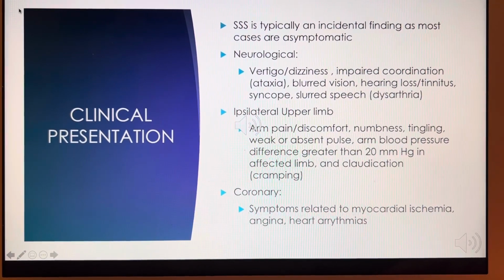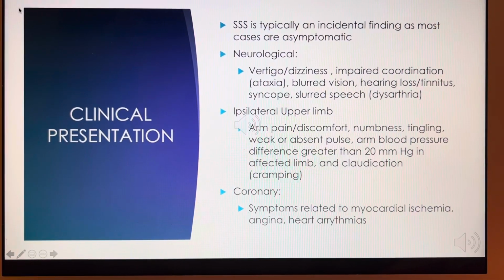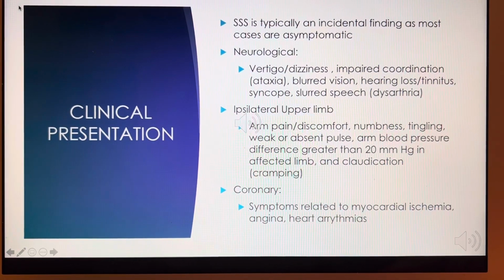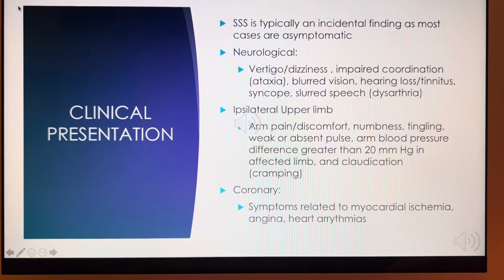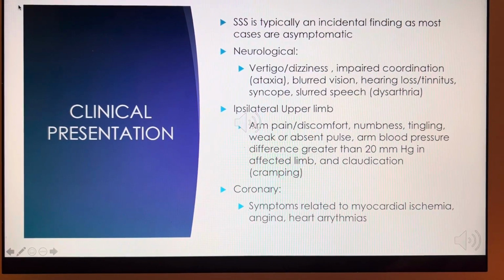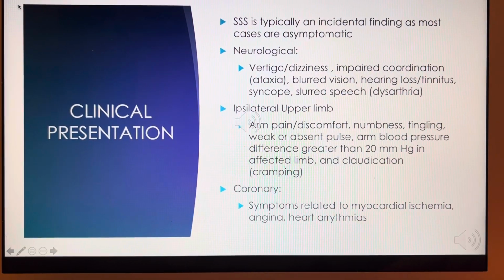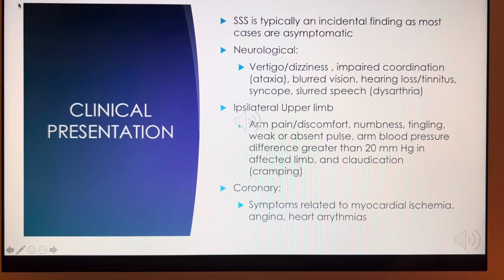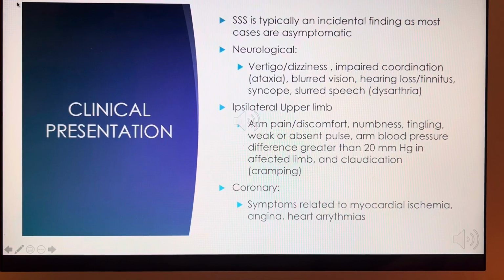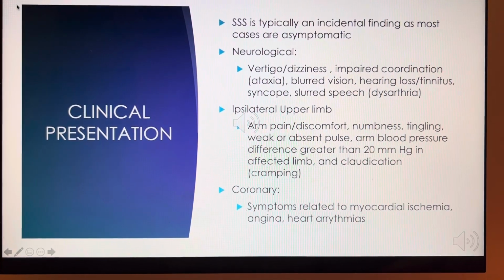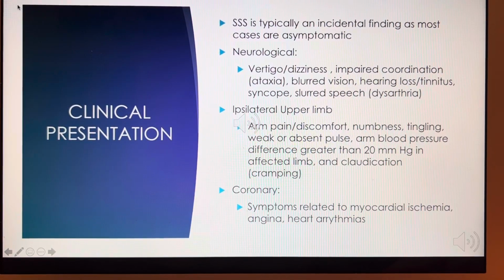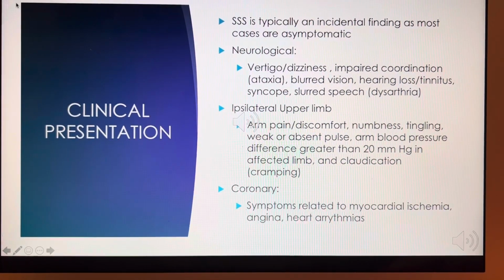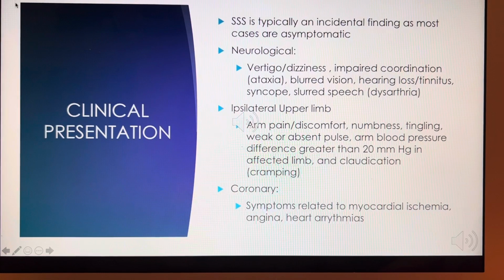Symptoms that can occur in the ipsilateral upper limb include arm pain or discomfort, numbness, tingling, a weak or absent pulse in that arm, an arm blood pressure difference greater than 20 in the affected limb, and cramping. And in coronary subclavian steal syndrome, symptoms are related to myocardial ischemia, so that could include angina or heart arrhythmias.